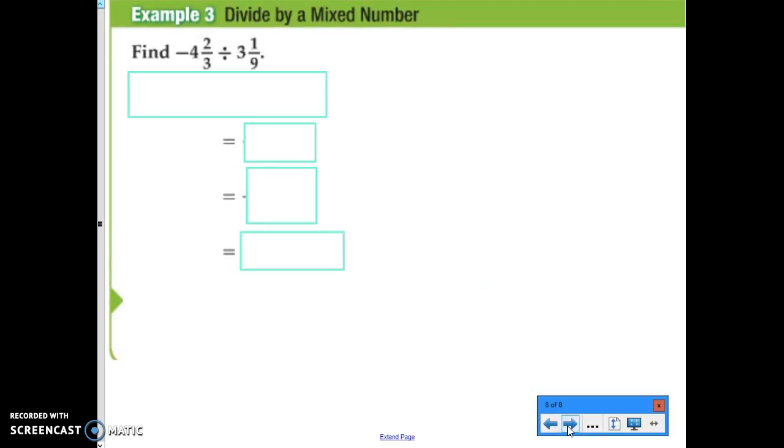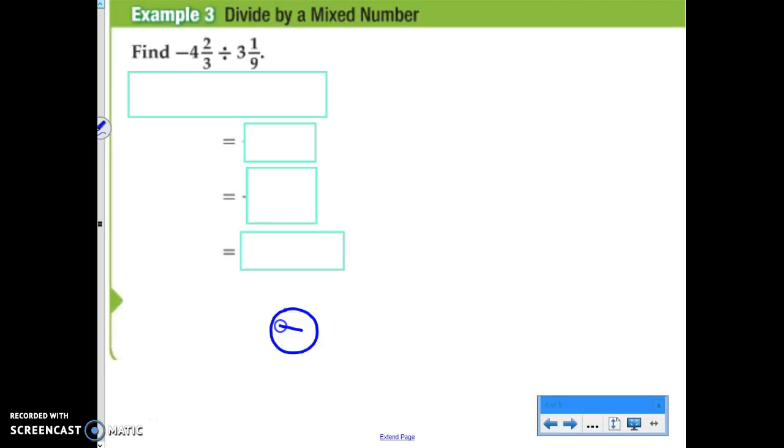All right, taking a look on the next slide here, we're going to divide by a mixed number this time. Again, right now at the beginning of your problem, some of you can look at this and say, hey, I'm dividing a negative by a positive, and I know that when you divide a negative by a positive, I already know that my answer is going to be negative, okay? Because I have an odd number of negatives that I'm dividing together.